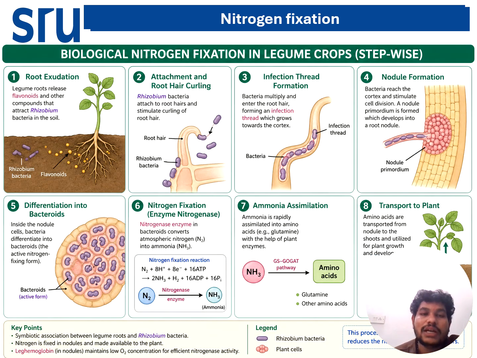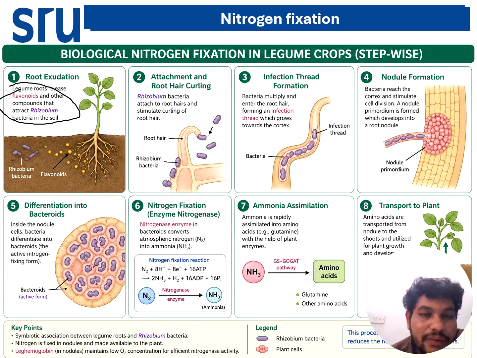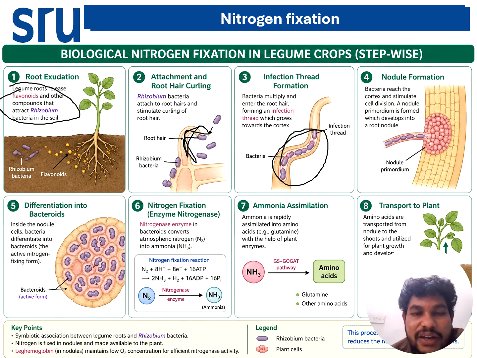These are the steps of biological nitrogen fixation in legume crops. First, the plants will release flavonoids, that is, the root exudates, and bacteria will be attracted toward the roots. Rhizobium bacteria will attack the root hair, and when it attacks the root hair, it will curl. Then the bacteria multiply, enter the root hair, and form the infection thread inside the roots. They release auxins, which cause cell division and form the structures called nodules.